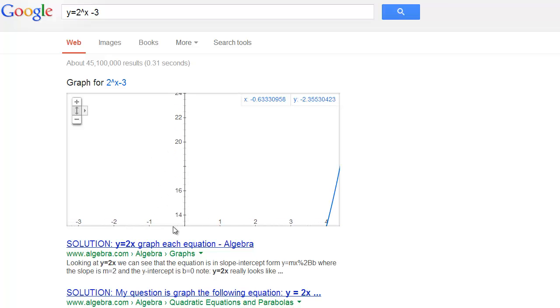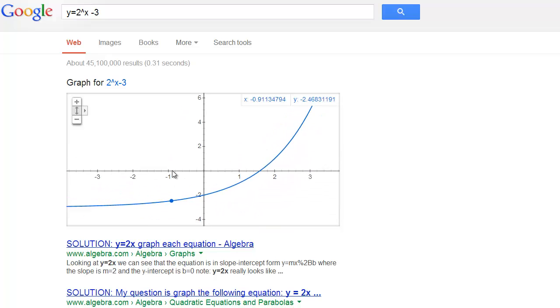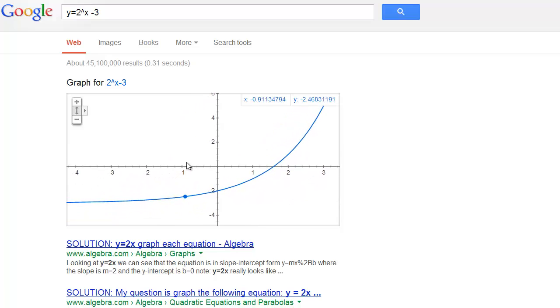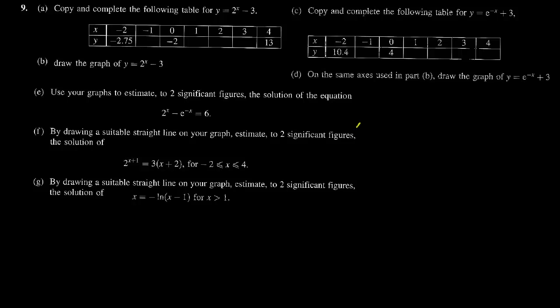We can easily do it by googling it. So the graph plotting would not be a problem. This is what it looks like. This is y equals 2 to the power x minus 3. So the next thing that we have to know is to plot it. So this is the plotting. Okay, once this is done, so this is a and b, the next one is for the other one.